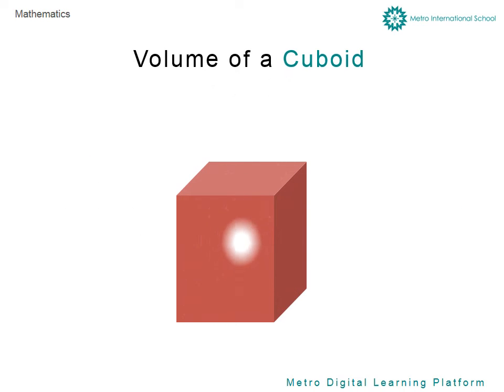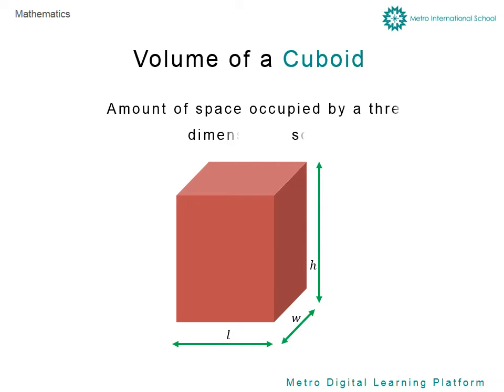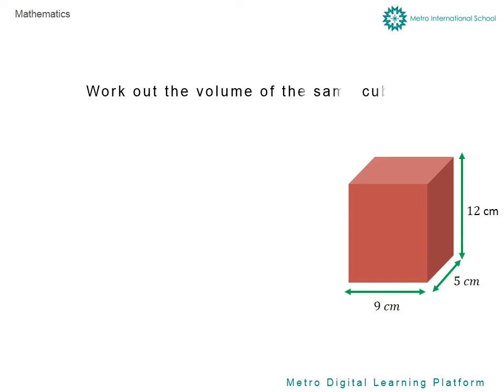Volume of a cuboid. Amount of space occupied by a three-dimensional solid is its volume. To calculate the volume of a cuboid, the formula that will be used is length into width into height. Let's work out the volume of the same cuboid. To do this, we will substitute the values in the formula. 9 into 5 into 12, the answer we get is 540 centimeter cubes.